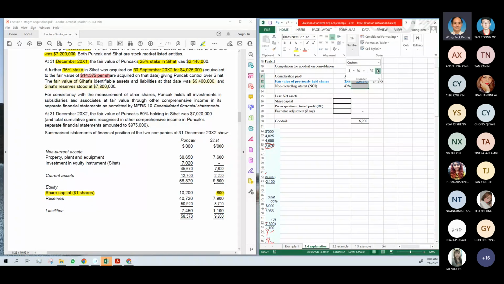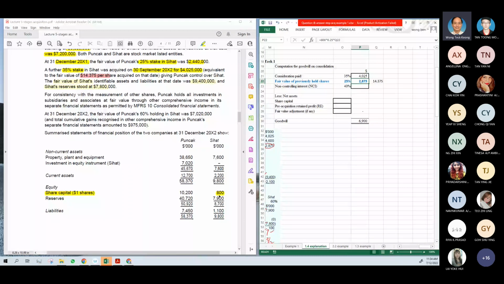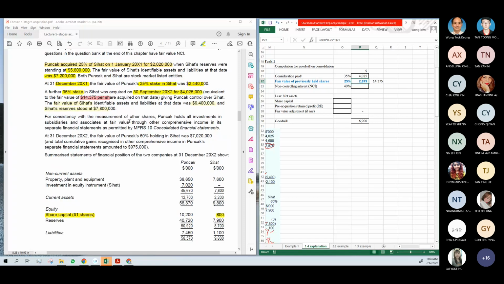Okay. So I repeat, previously held share is 25%. So the total Sehat shares are 800 million, 800,000 times 25% times the market price of 14,375 here. So you have the previously held share. Okay, we come to NCI, we'll see how the NCI accounting treatment is there.